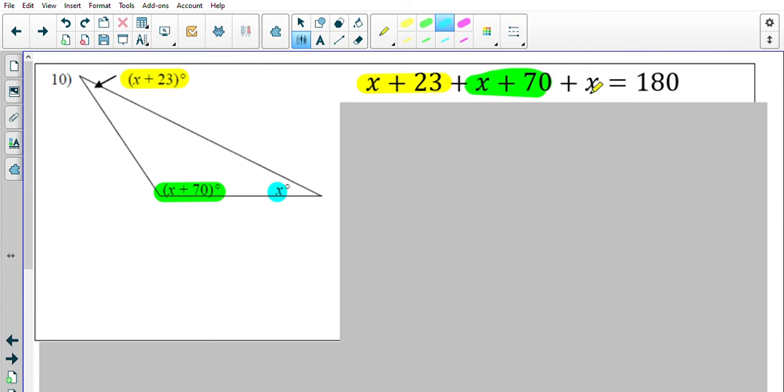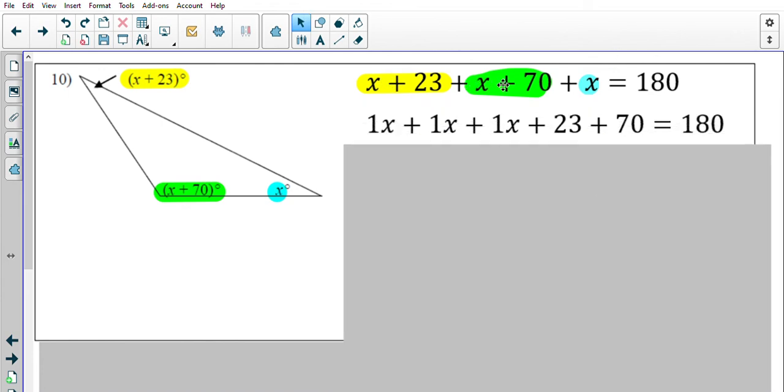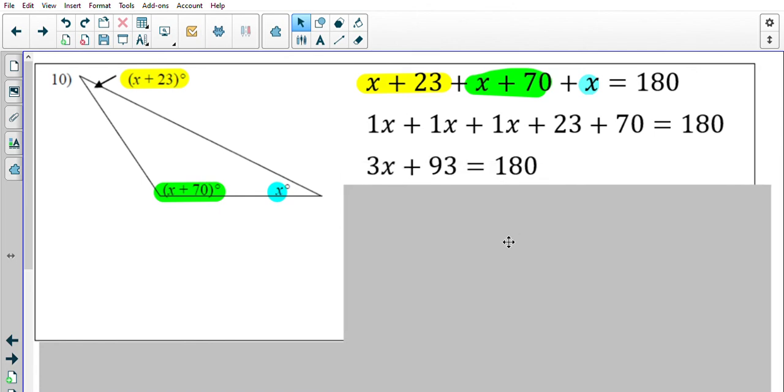Plus x equals 180. Sometimes I have students who prefer to put all the x's side by side right at the beginning, and that's okay too. So I did put my x's side by side for this one. So we've got 1x plus 1x plus 1x, which is going to total 3x. We have our constants, 23 and 70, which will get us 93.